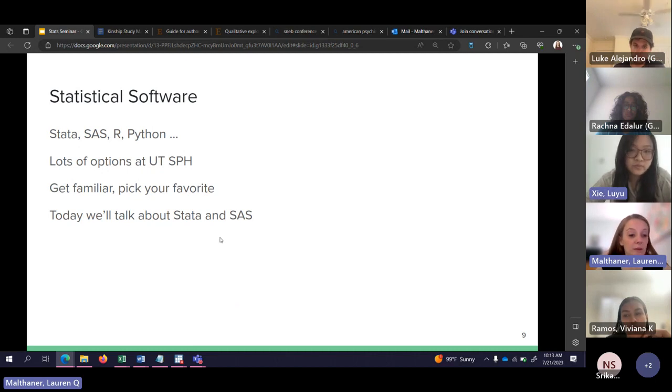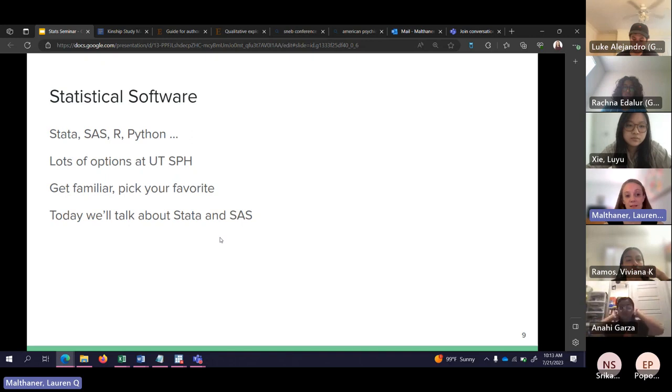So there are a lot of options of statistical packages that you can use to analyze your data. At UT Health, we use mostly Stata and SAS. R and Python we're exposed to a lot in data science classes, but mainly Stata and SAS. And then there are other packages available too, like SPSS, MATLAB, etc.